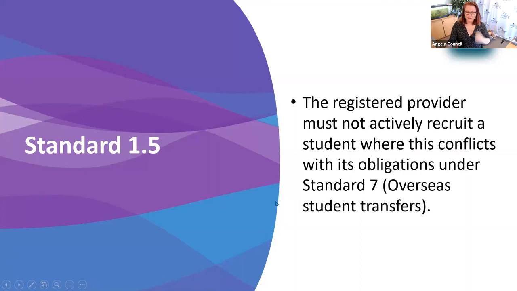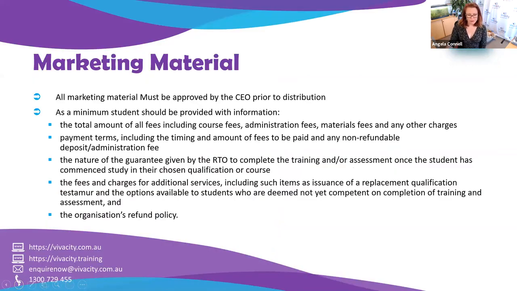Standard 1.5 is the registered provider must not actively recruit a student where this conflicts with the requirements of Standard 7 for overseas student transfers. So there is a requirement with student transfers that a student cannot transfer to another provider within 6 months of commencing their training at an RTO. So you need to make sure that that's clear on your marketing as well.